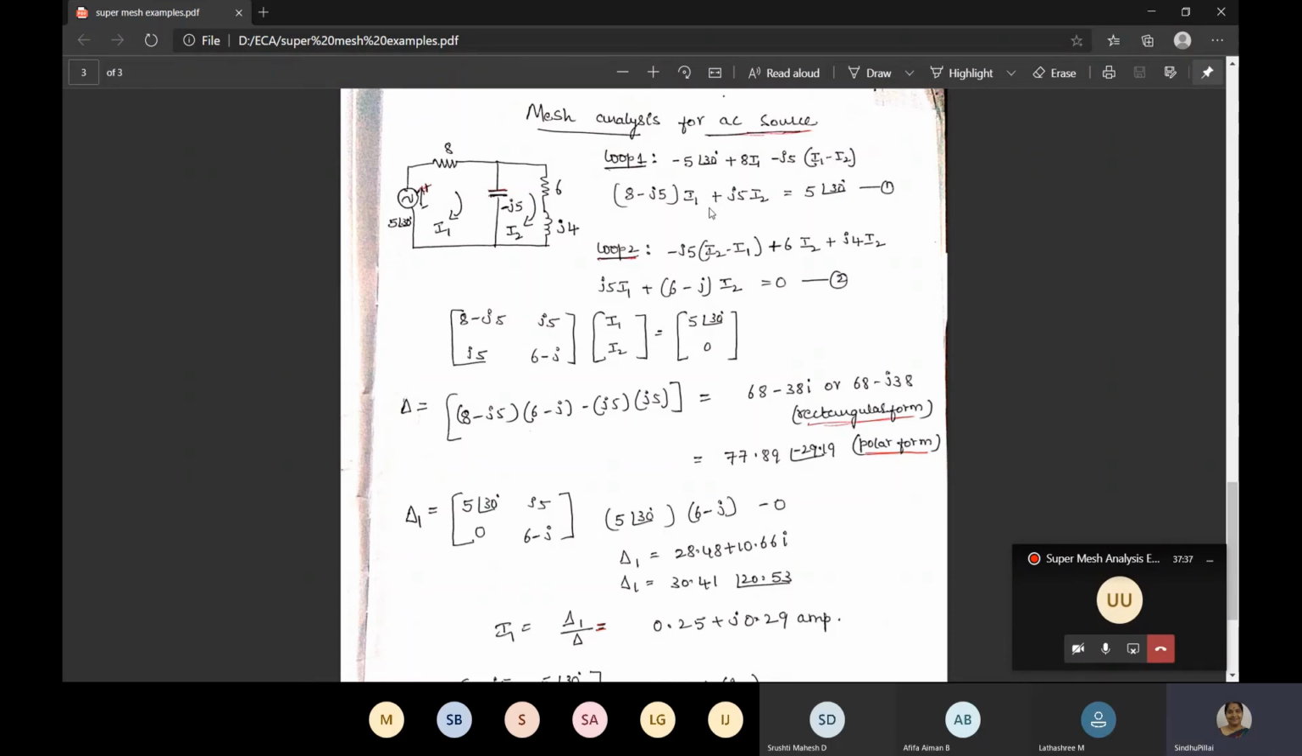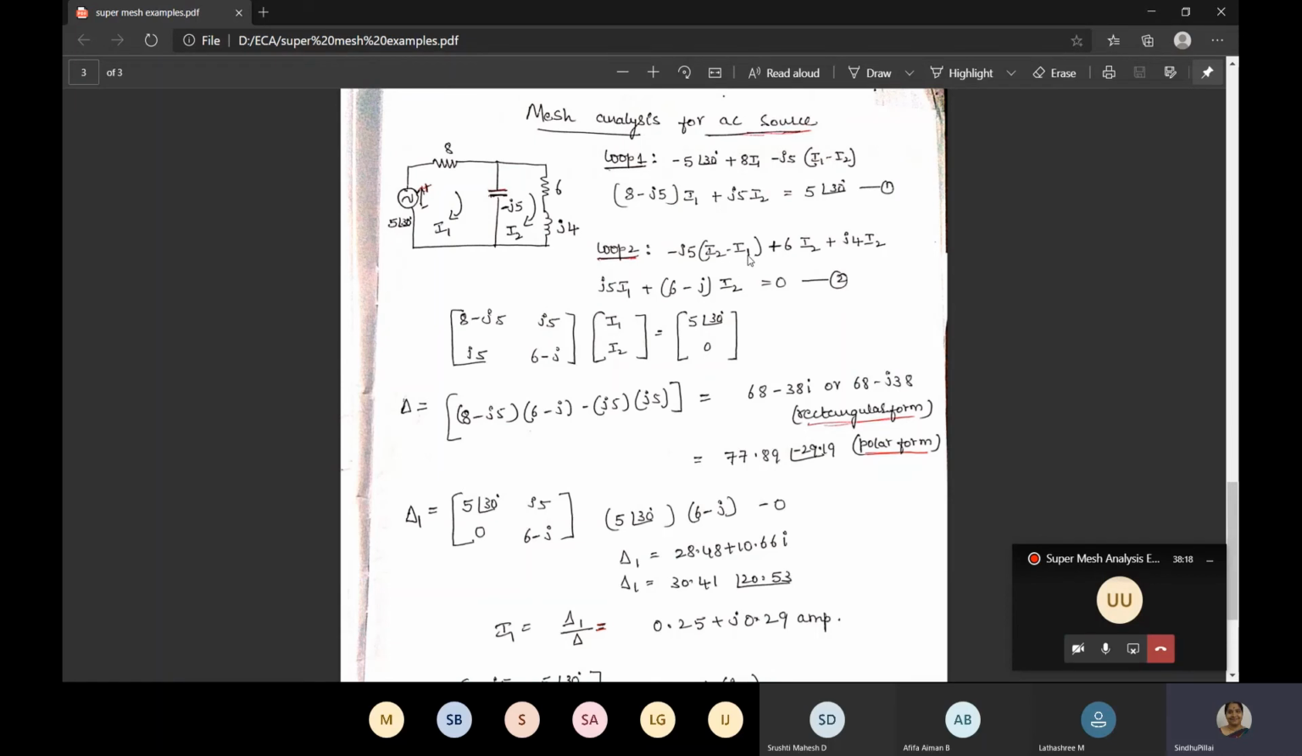Simplify this equation. Put all the I1 terms one side. So we have 8 I1 and minus J5 I1. Bring it together. It becomes 8 minus J5 I1 plus minus into minus plus we will get, write it as J5 I2 is equal to, this negative will come this side, it will become 5 at an angle 30. That is equation 1. Similarly, write the loop 2 equation. Loop 2, first write minus J5 into I2 minus I1. Okay, I2 minus I1 plus 6 I2 plus J4 into I2.